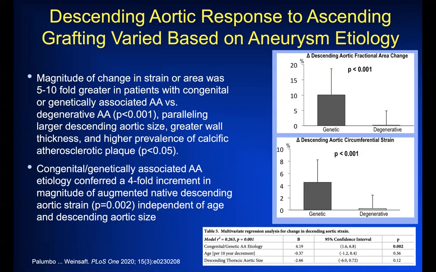When we looked further at whether this strain-based response varied based on aneurysm etiology, we demonstrated that the magnitude of increase in strain, meaning the magnitude of increase in biomechanical distension on the native descending thoracic aorta induced by that ascending aortic graft, was greater in patients with congenital or genetically mediated aneurysms versus degenerative aneurysms, paralleling larger descending aortic size and greater wall thickness and higher prevalence of calcific plaque in the degenerative group.